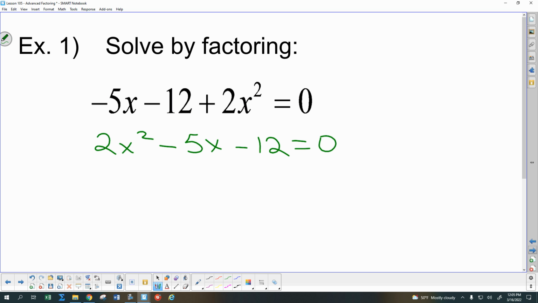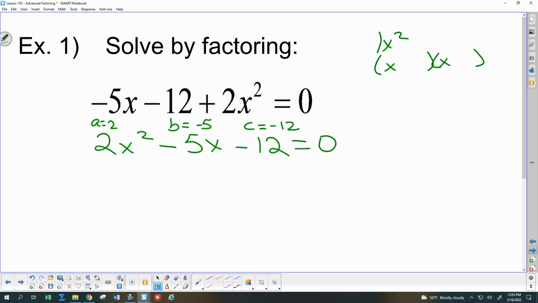So everybody good with that? Okay, it does not start with 1x squared. If it starts with 1x squared, that's when we do the method of two parentheses that both start with x. This does not start with 1x squared, so we cannot do that method. We identify that a is 2, b is -5, c is -12. I guess I should ask first, is there a GCF? We're always supposed to start with that. No GCF, so we identify a, b, and c.